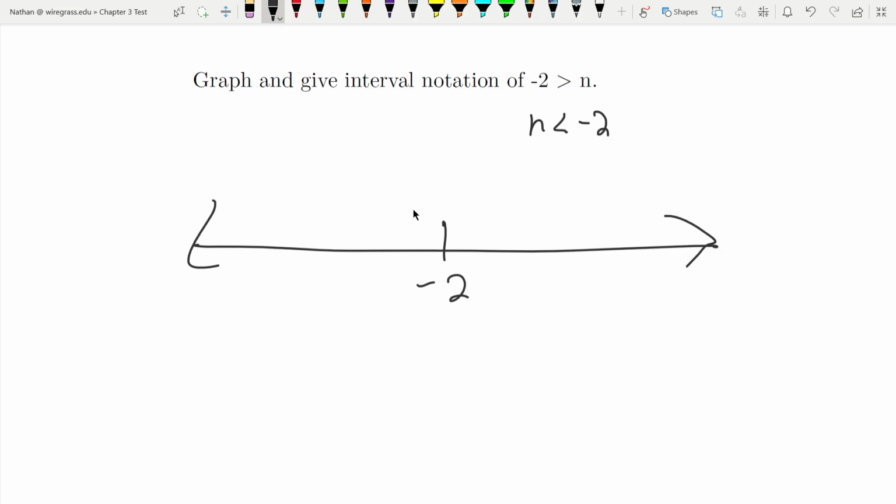It's just less than. So we know we're going to use either an open dot, or what I think is a better way, a parenthesis. I'm going to use a parenthesis facing this way because all of these numbers are what we're looking for, and it continues indefinitely down that way. So this is the graph of this inequality.